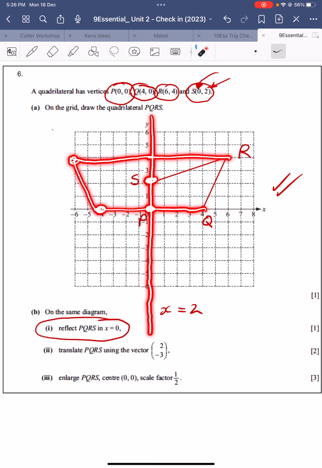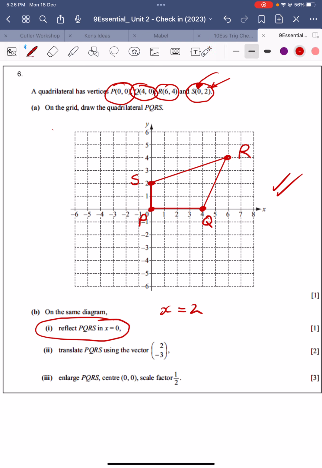And I think you can see the shape over here, right? So let's go ahead and put the reflected shape in now. So the R would be 6 on this side. I'll just put a different colour. Here is R. I'll put an R dash here. The Q would be reflected over to here. And of course the S and the P are exactly on the mirror line, so they would stay where they are. So this is the reflected shape.